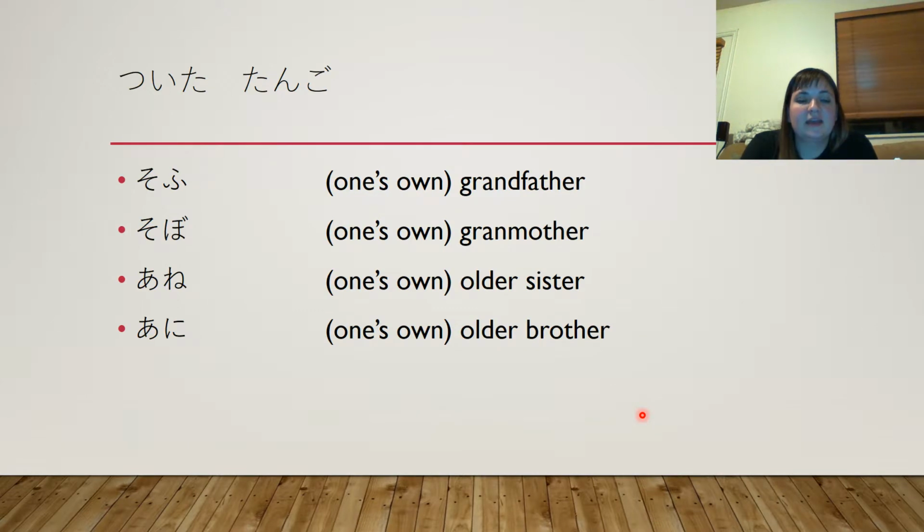Okay, and a few extra vocab. I feel like I covered this in Nihongo Ichi, but just a refresher. Word for grandfather, our own grandfather, is sofu. Our own grandmother, I meant to put a D in there, grandmother is sobo. Our ane is, of course, our own older sister, and ani, our own older brother. These are pretty easy, right? This lesson ends pretty smoothly, okay?